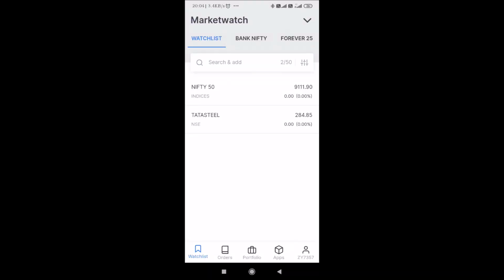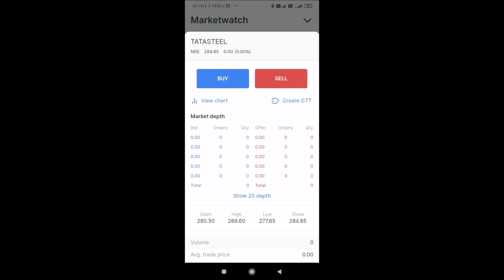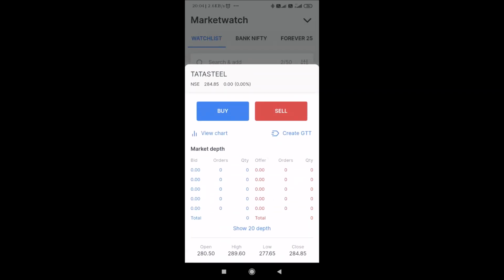Hello friends, Abhishek welcomes you all to the phone platform of Zerodha Kite. So here I will explain the orders. I have already explained the web platform, as you have watched in the video. So now let's go. As you can see, I've added the Tata Steel script. This terminal I've already explained. As you can see, this is the terminal. So now let's directly go to the orders.